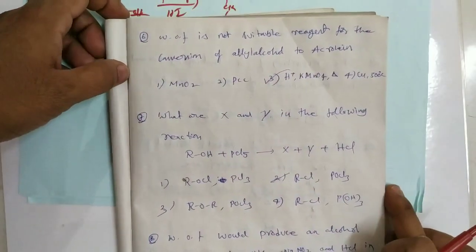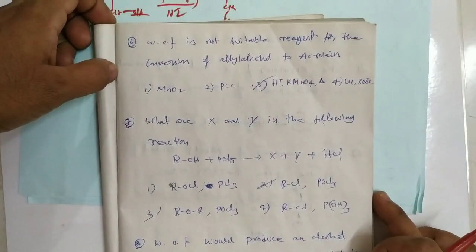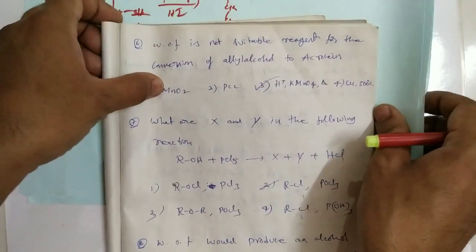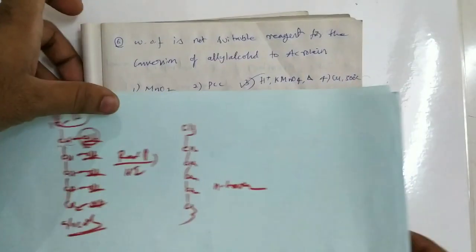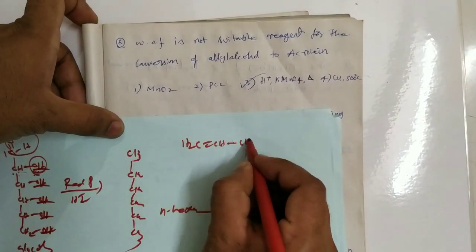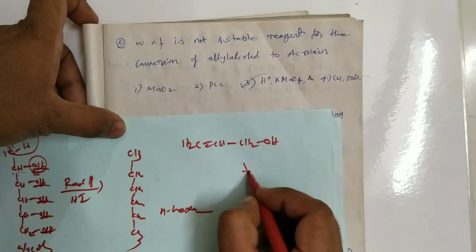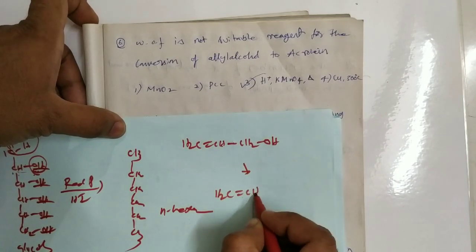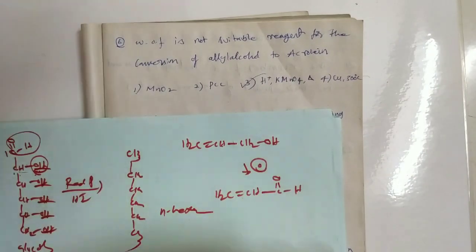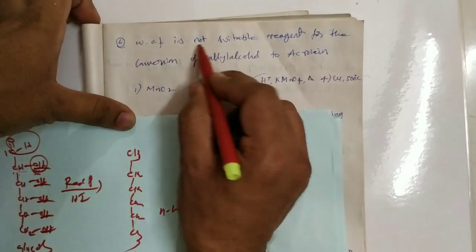Then one more question. Which of the following is not a suitable reagent for the conversion of allyl alcohol to acrolein? Allyl alcohol is this, and what is acrolein? CH2=CH-CH=O. So it is an oxidation reaction. In this oxidation reaction, which reagent is a suitable reagent? Actually, we need the one that is not suitable.